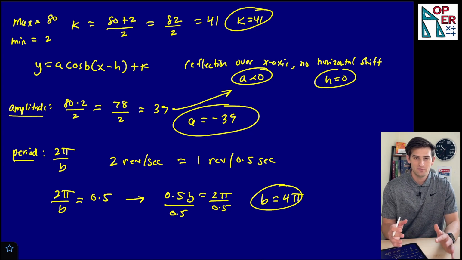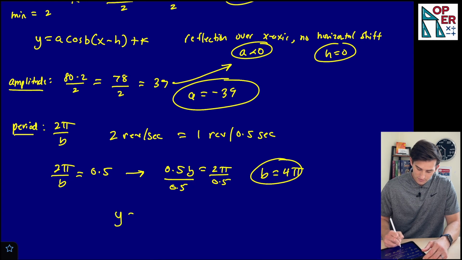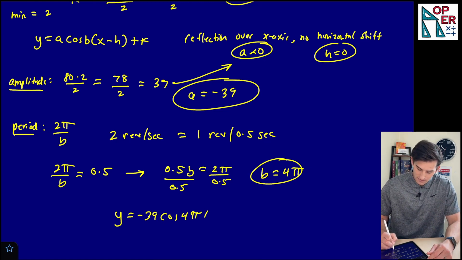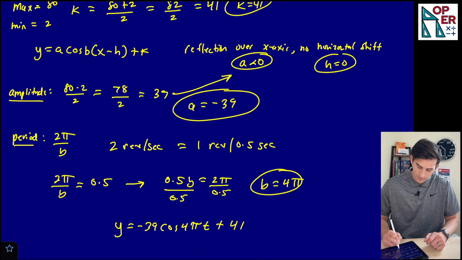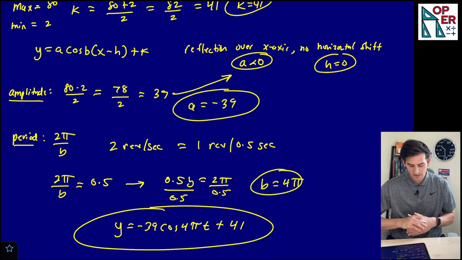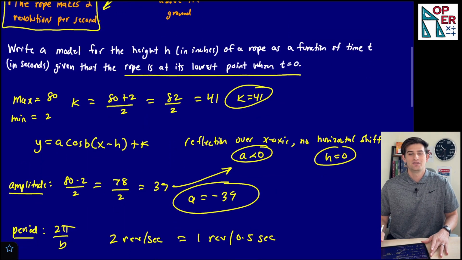We can plug all that information in to write our model. So now we have y is equal to negative 39 cosine of 4 pi, and this would be x, but we're using t for time. And then we have plus, and our k value was 41, okay? So our final function would be y equals negative 39 cosine 4 pi t plus 41, okay? And that is how you can model circular motion.